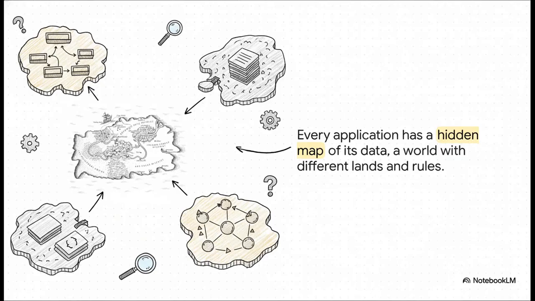Let's dive right in. So if you look at this map, you'll see it's not just one big country. It's got all these different regions. Each one represents a completely different way of organizing information, what we call a data model. And each has its own rules, its own strengths, its own trade-offs. So the big question is, what are these different lands, and why on earth do developers choose one over the other?